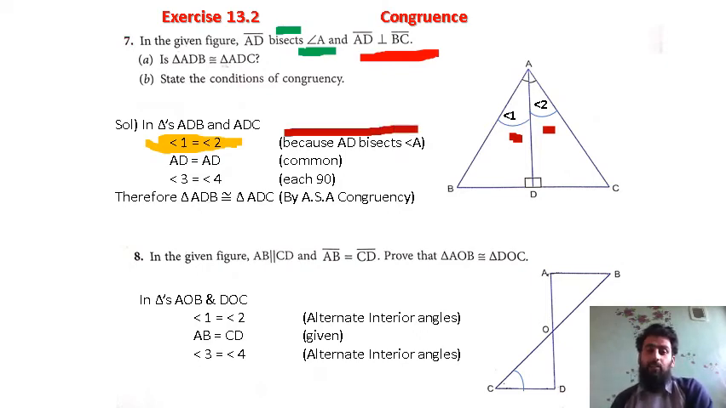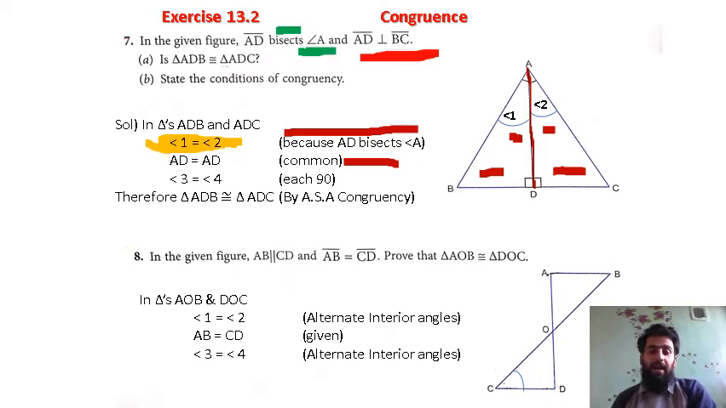Second, I said that AD equals AD, common. If you look at the line AD, it is a side of this triangle as well as a side of this triangle. That means it is a side which is common in both the triangles. So I wrote down AD equals AD, and the reason is common.